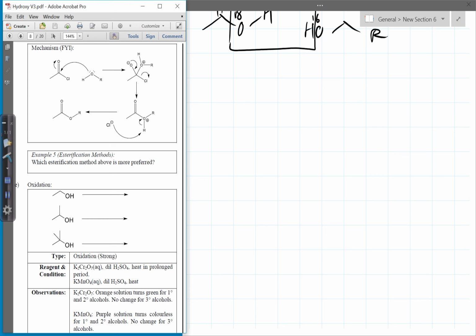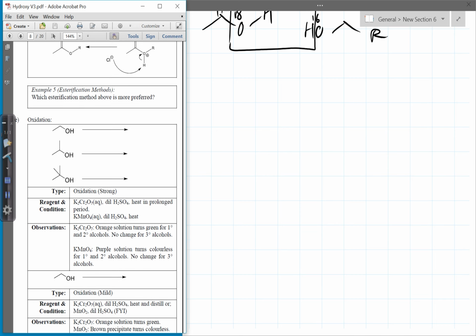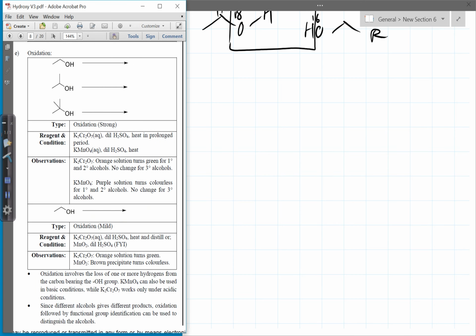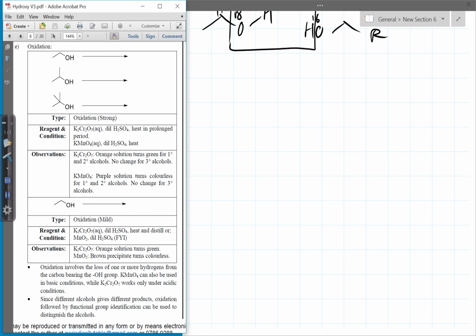Because higher yield means that your RCOCl is more reactive, right? Sometimes you don't want to introduce such a reactive reagent because it might react with some other groups, right? In fact, if you were to look at your drugs, you seldom see acyl chlorides, right? Because by the time you put it in your mouth, it's gone already because it's so reactive. It can just be hydrolyzed by water, okay? But for esters, no, right? It's more stable, right?